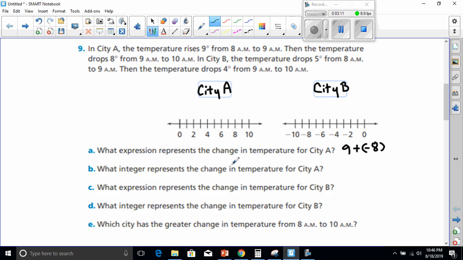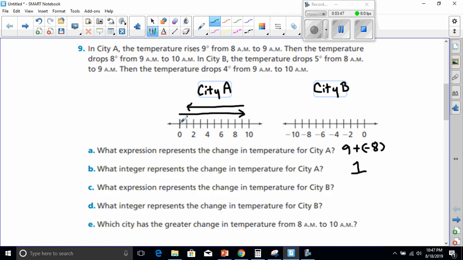What integer represents the change in temperature for City B? Or excuse me, City A. Well, like we said, 9 minus 8, there is a 1 degree change in temperature. What expression represents the change in temperature for City B? Before I go on here, on the number line, that would be expressed 9 minus 8, so we'd be going 9, and minus 8, we'd be going backwards 8 on the number line, which would put us at 1.